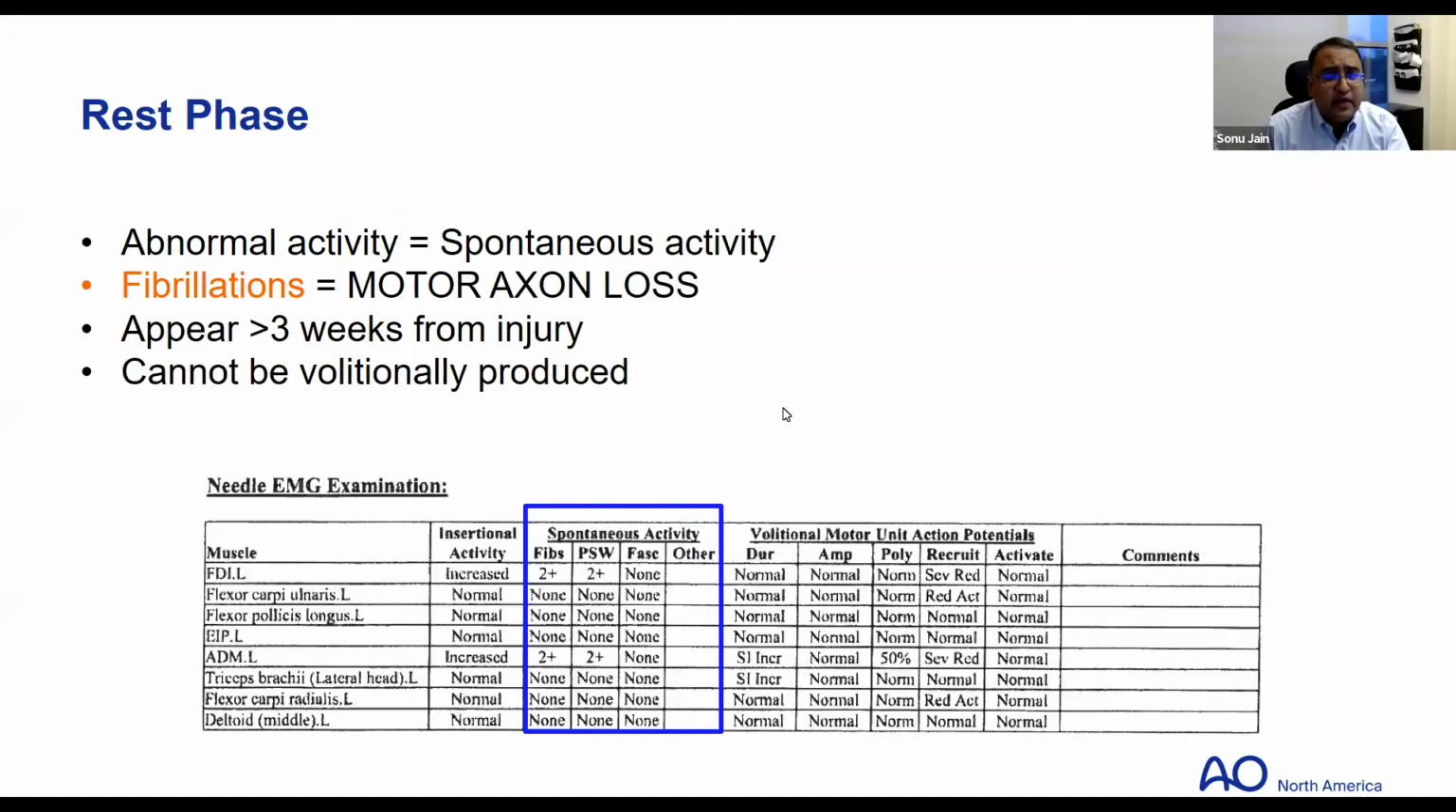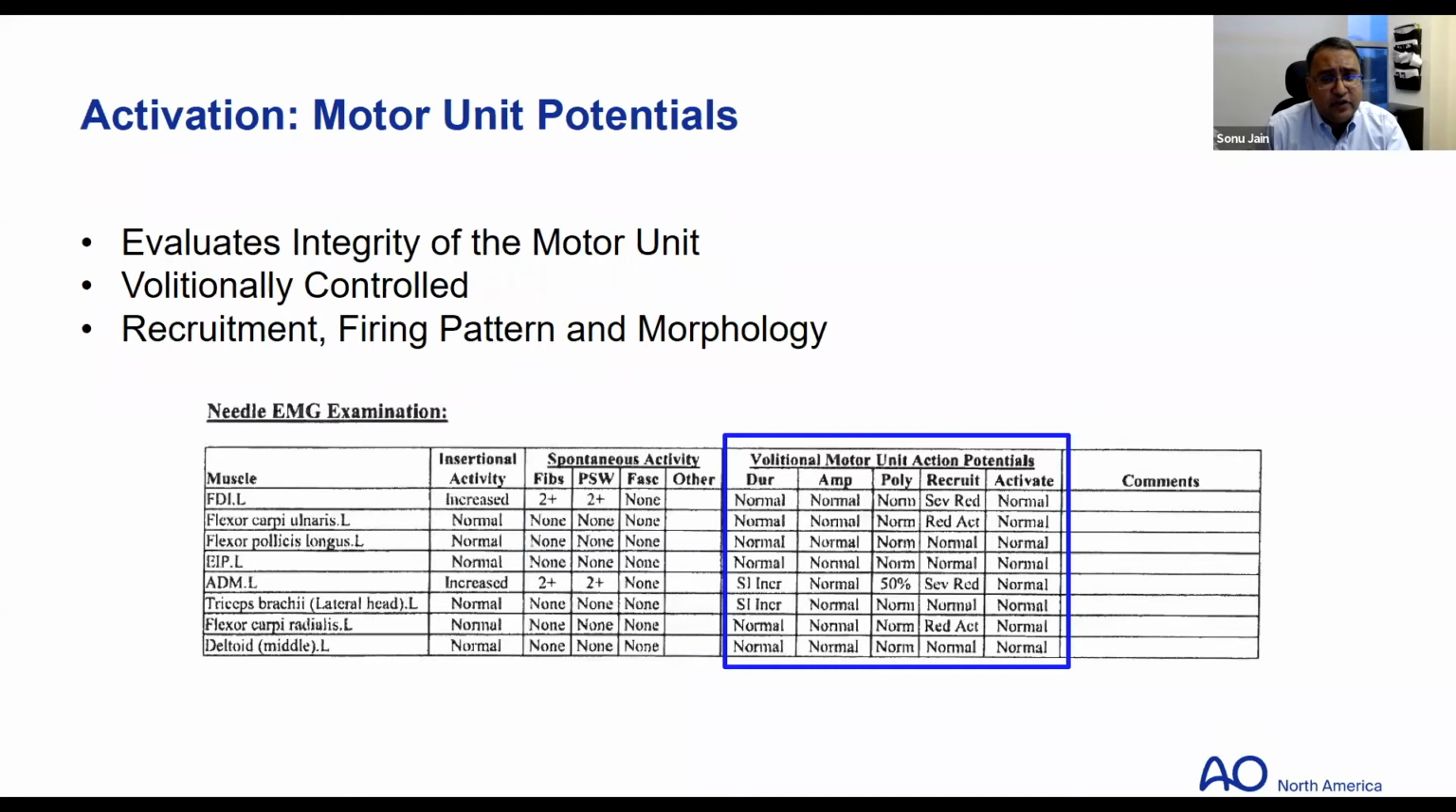And then you have the activation phase. You're going to find this in the volitional motor unit action potential section of your EMG, which is right here. That's going to evaluate the integrity of the motor unit, and that you do control. You're going to look for recruitment and the firing pattern morphology for that, and that gives you an idea of the status of that muscle.